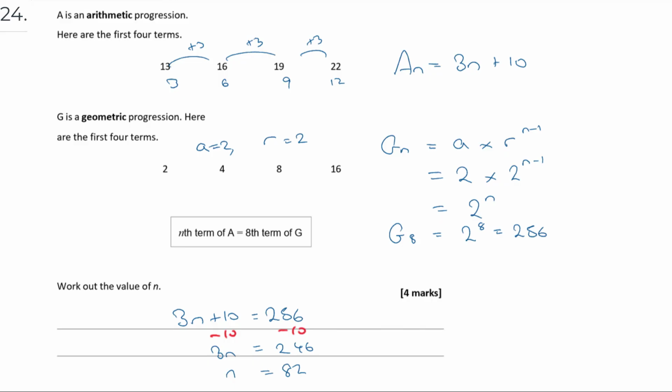So geometric progressions get big very quickly. So I had to go quite a long way along the arithmetic one to get that high as the 8th term of the geometric one. Okay, so n is 82, job done.